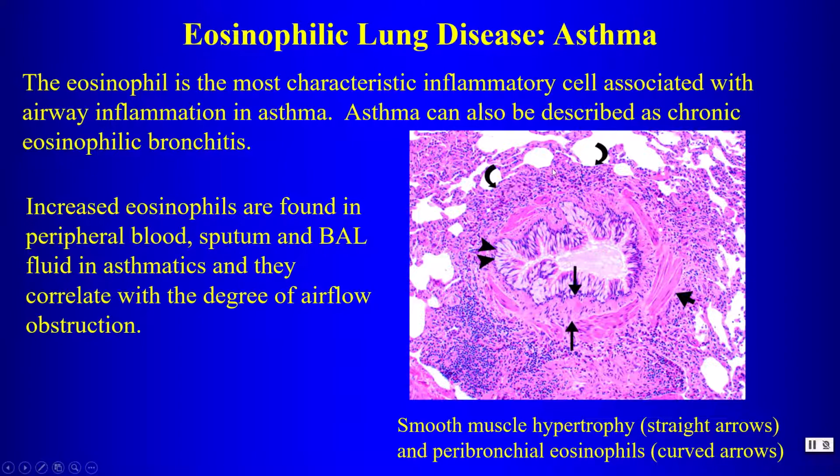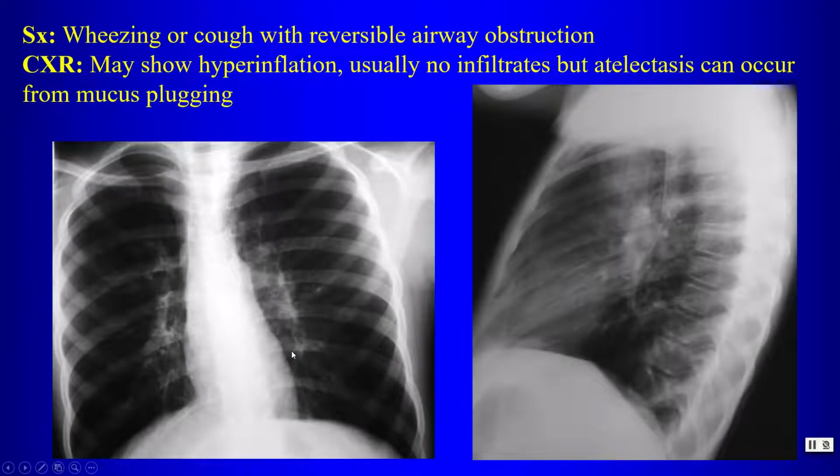So these cells out here represent the peribronchial eosinophils, and this then results in narrowing of the airway and small airway disease in patients with asthma. The manifestations of that on chest radiograph: we will see air trapping and peribronchial thickening. We might also have atelectasis from mucus plugging. The peribronchial thickening can be subtle.